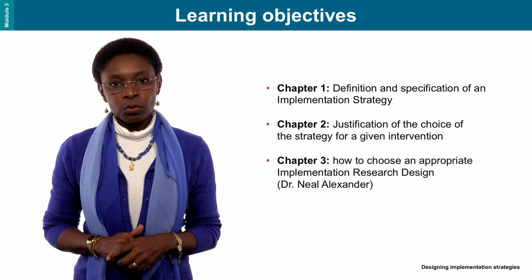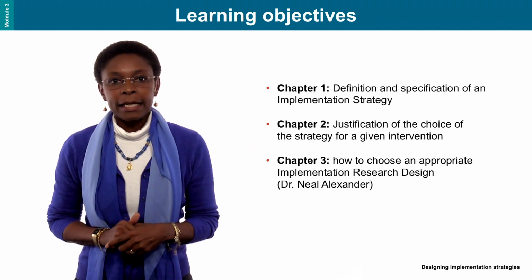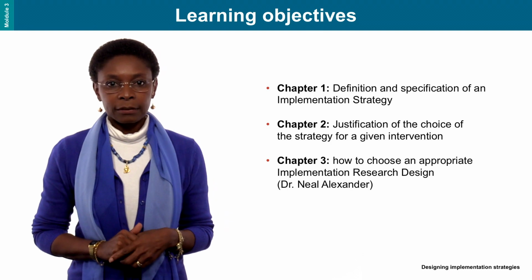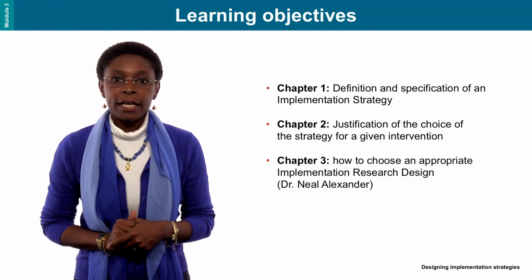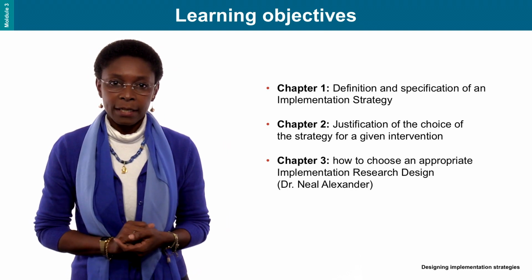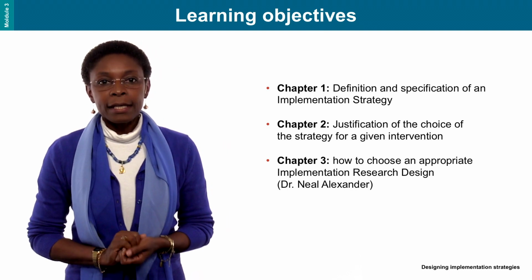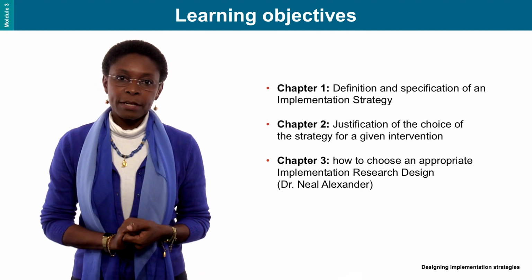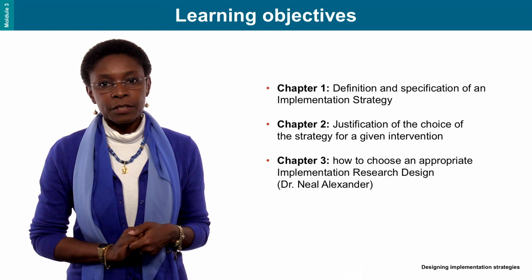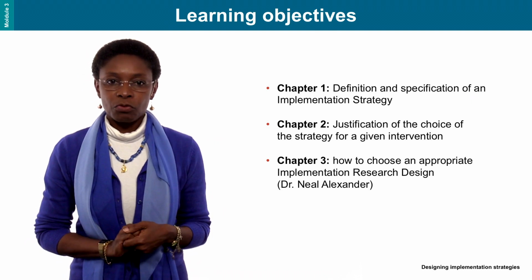Chapters 1 and 2 are presented by Maria. In Chapter 1, she defines an implementation strategy. In Chapter 2, she takes you through the approaches for justification of your research strategy. And in Chapter 3, Neil will walk you through the appropriate research design to ensure the robustness of the evidence generated by your implementation research.